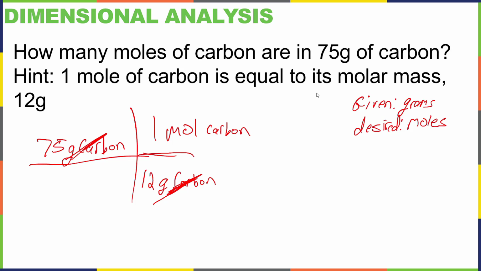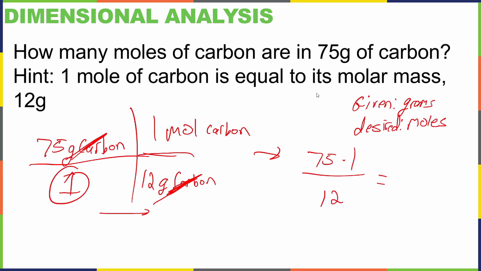So now we're going to multiply the numerator straight across, which is 75 times 1. And we're going to multiply the denominator straight across. By the way, you can always assume the number 1 goes here. I'm sorry I haven't said that sooner. Divided by 12. So we got 75 times 1 divided by 12, and that comes out to be 6.25. But what unit are we in? Moles.